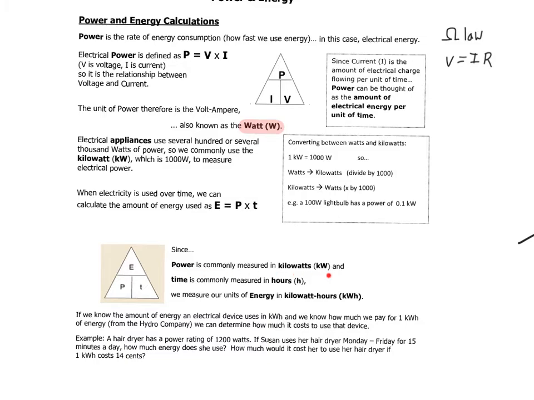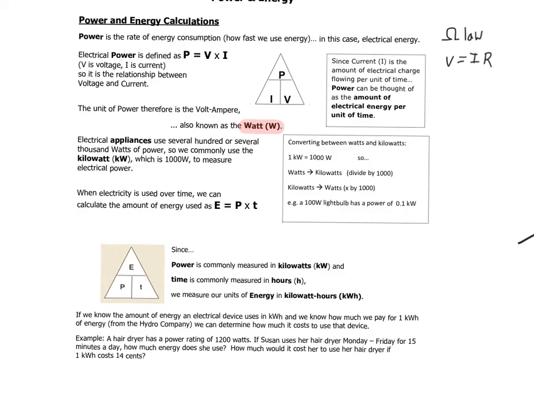Power is usually measured in kilowatts because when we're talking about homes or appliances, it uses a lot of watts. So we talk about it in terms of kilowatts. Time is usually in hours. You might notice some of your questions will have time in minutes, in which case you'll have to convert to hours. Or if we start out in watts, you'll have to convert to kilowatts.